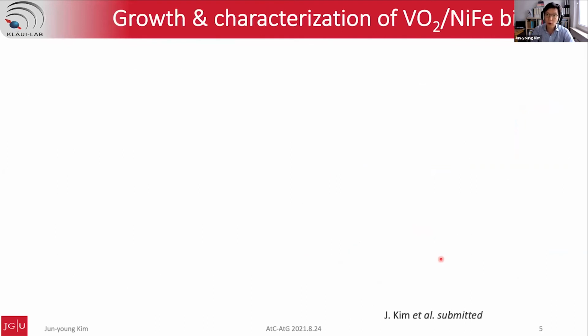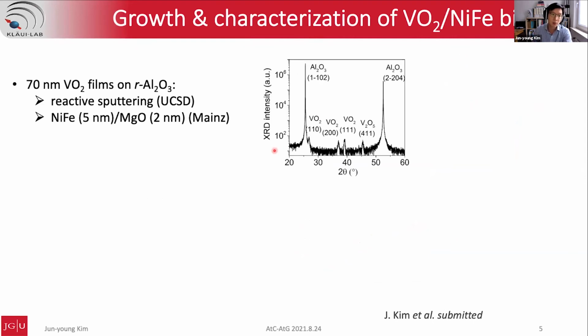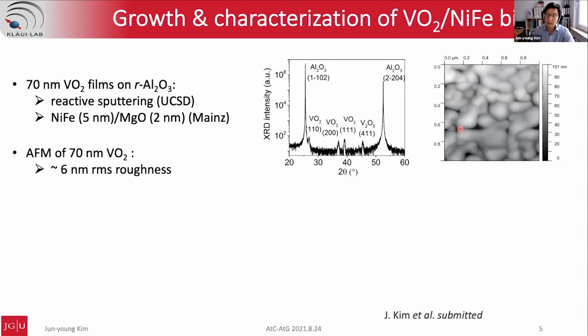So in order to do this in the bilayer structure with vanadium dioxide, we first deposited 70 nanometer vanadium dioxide films by reactive sputtering. This was done in UC San Diego on c-cut sapphire. And if you look at the XRD, you can see the polycrystalline growth of the VO2 films on the sapphire substrate. And if you look at the AFM of the 70 nanometer VO2, we can see this island kind of growth with a surprisingly large 6 nanometer RMS roughness of the surface, mainly because I think of these pits and the island kind of structure.